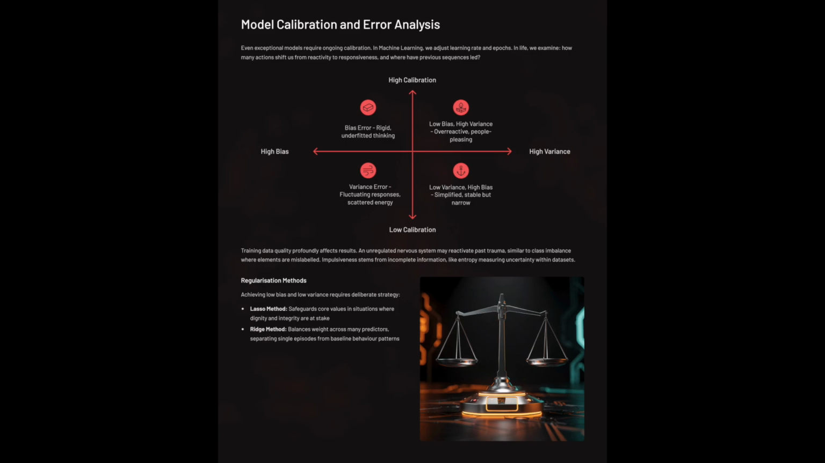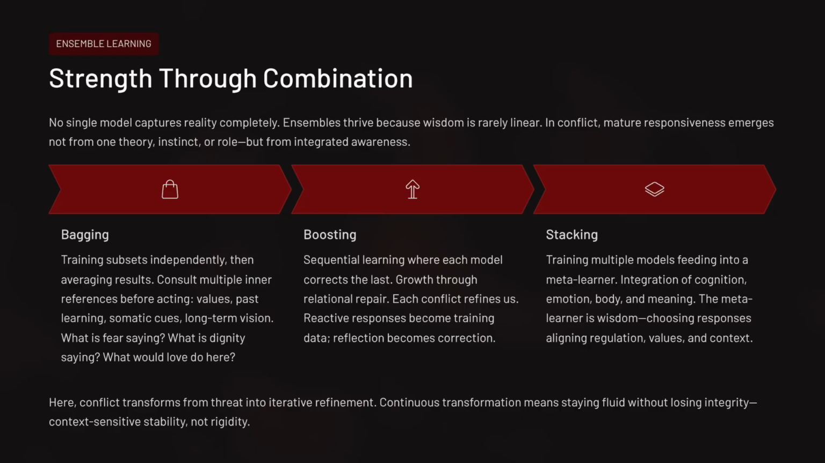allowing us to safeguard our core values. Lasso is recommended for situations in which our dignity and integrity are at stake, benefiting balance in situations in which many predictors contribute to the outcome. The Ridge method keeps all traits, but balances their weight, allowing us to separate an episode from the person's baseline behavior. Ensemble learning: strength in combination.